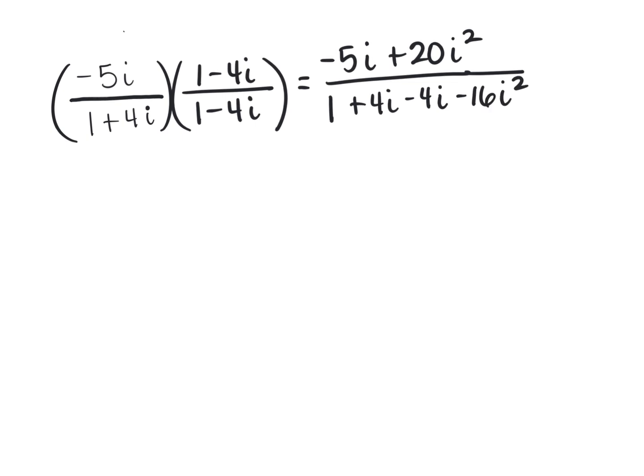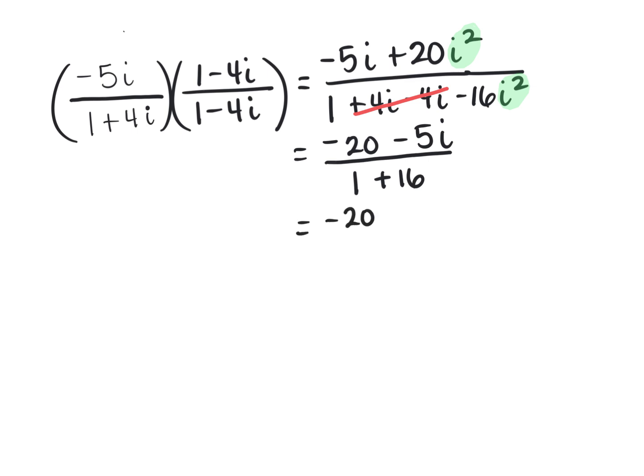And again, we know that we cannot have these i squareds. And very nicely, we can see that those two cancel each other out. So as we work through this, we're going to end up with a negative 20 because I changed i squared into negative 1. And then I'm going to subtract 5i in the top. Then down here, I'm going to have 1 plus 16, which gives me 17. So I have negative 20 over 17 minus 5 over 17i.